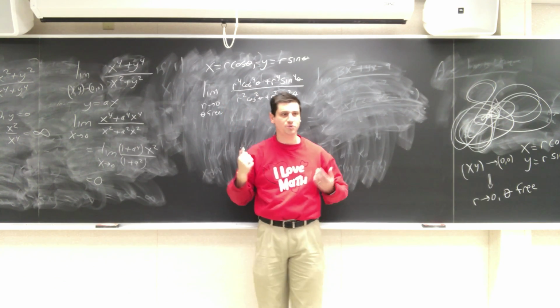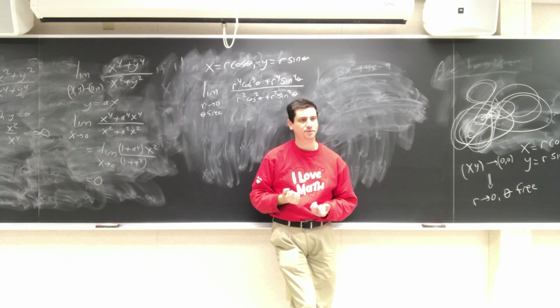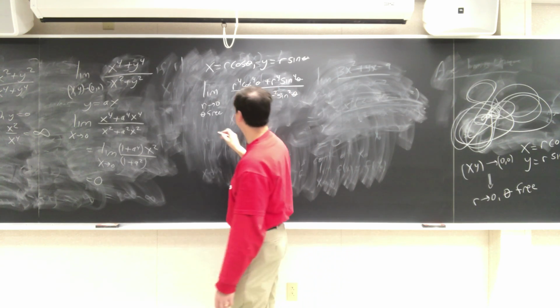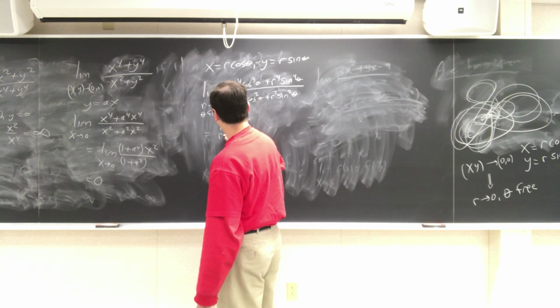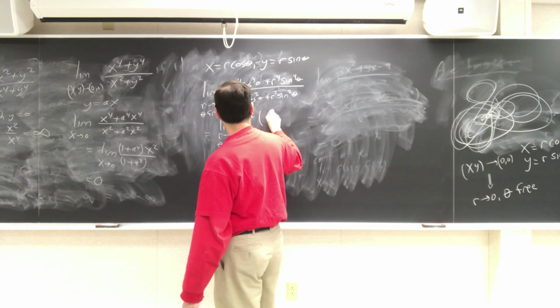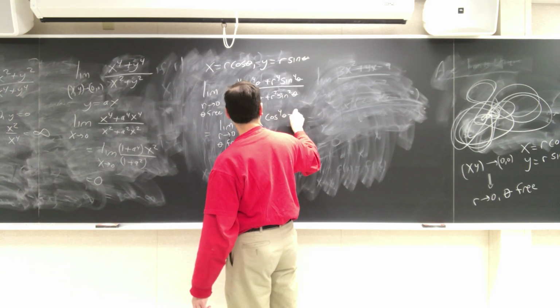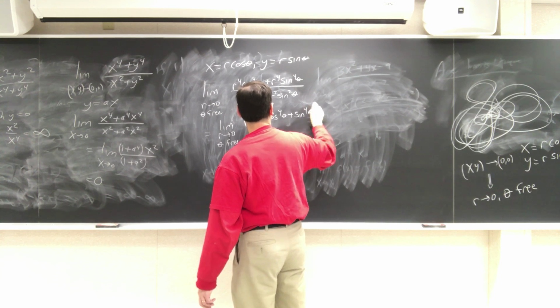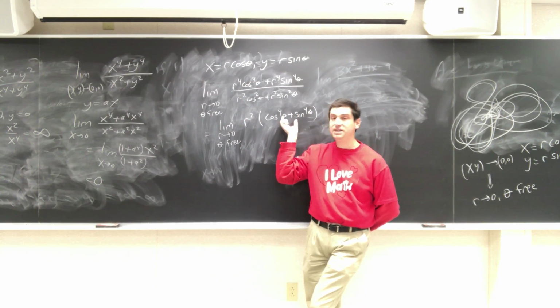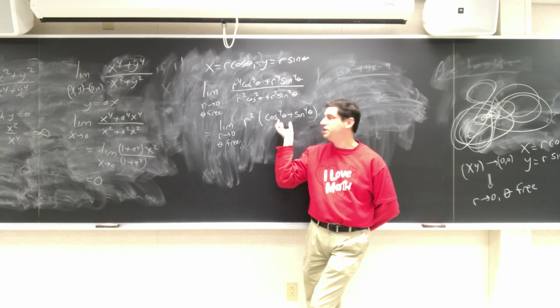Well, what's the denominator? What's r squared cosine squared plus r squared sine squared? It's just r squared. We have an r to the fourth, so we can divide by an r squared. This is the same as the limit as r goes to 0, theta is free, of r squared times cosine to the fourth theta plus sine to the fourth theta. Does this limit exist? Cosine to the fourth theta plus sine to the fourth theta, as theta does whatever it wants.